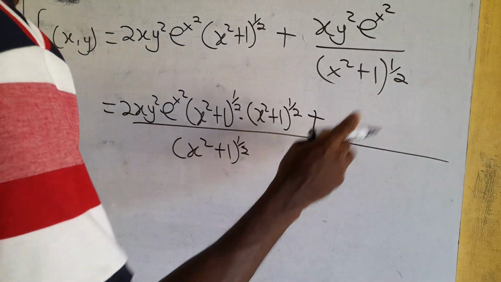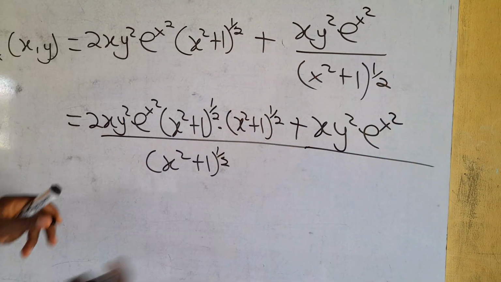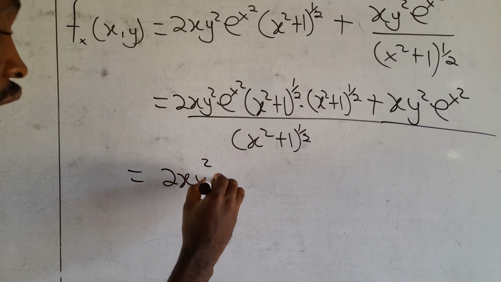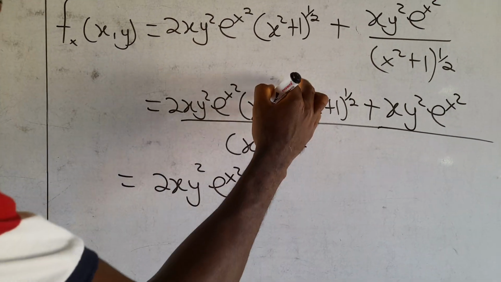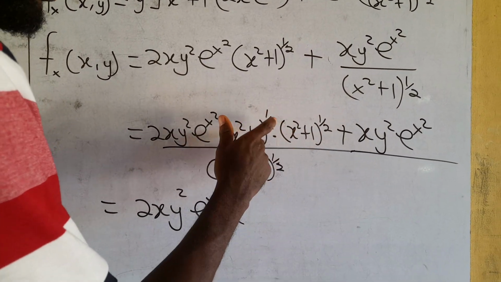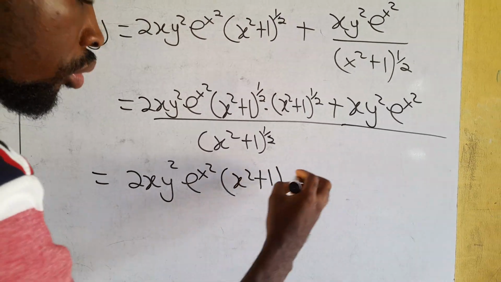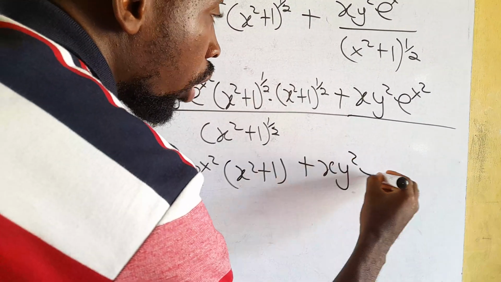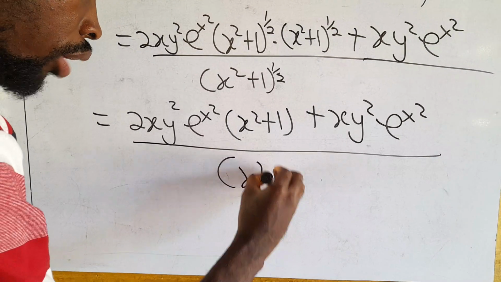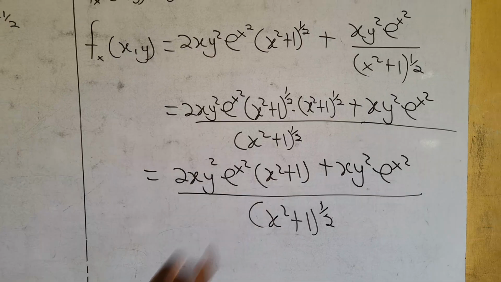Then plus this will divide that is 1, so we'll still get x y squared e exponent x squared. On polishing further, we get 2xy squared e exponent x squared. Then half, you remember when indices, the bases are the same, we just add the exponent. So half plus half is 1. So we'll get x squared plus 1, then plus x y squared e exponent x squared all over x squared plus 1 exponent half. We can expand this.